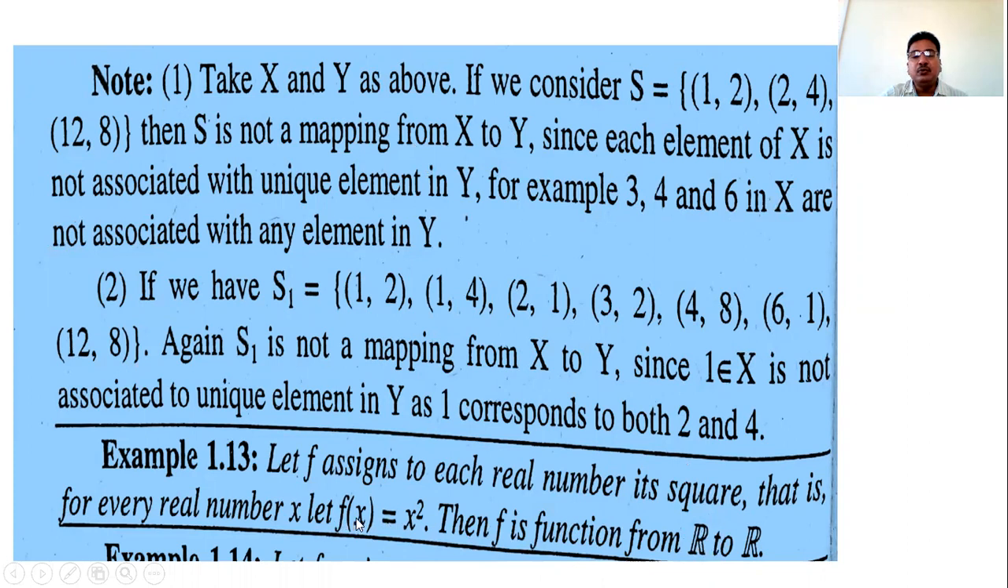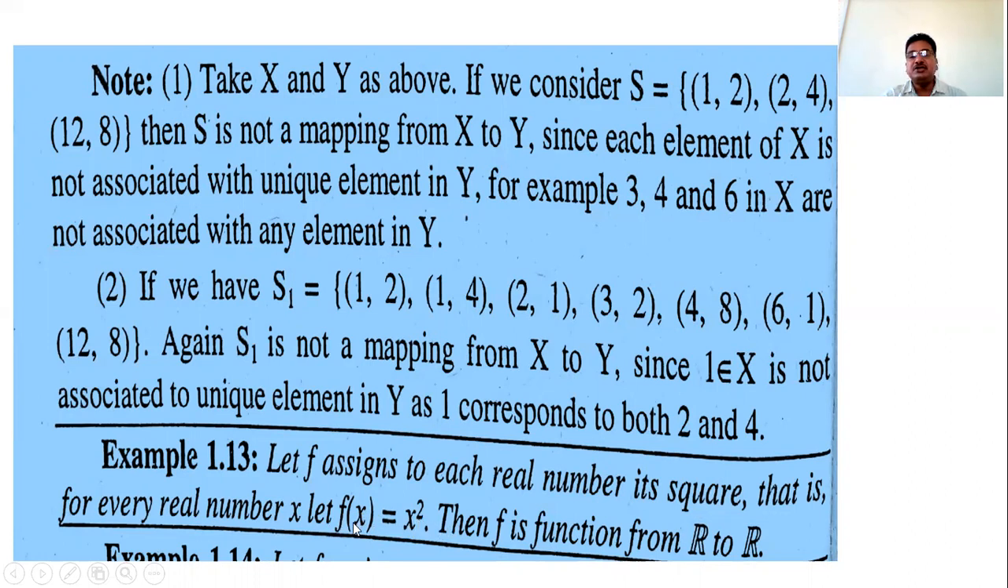If we take f of 2, then f of 2 is 4, since 2 squared is 4, meaning 2 is related to 4 under this function. f of 3 is 9, since 3 squared is 9, so 3 is related to 9. If you take 4, then 4 is related to 16 under this relation, and also f of minus 4 is minus 4 squared, which is again 16. So under this relation 4 is related to 16, and minus 4 is also related to 16.